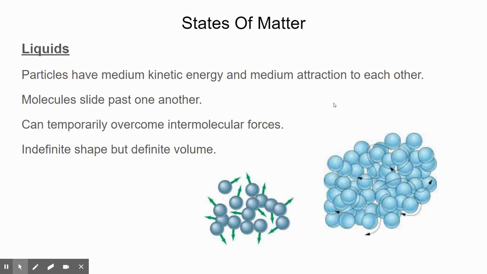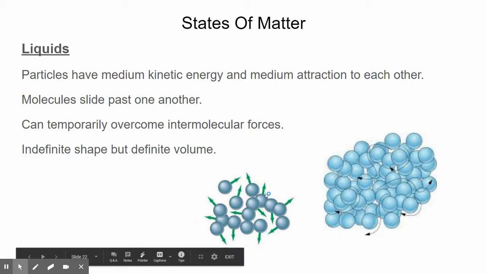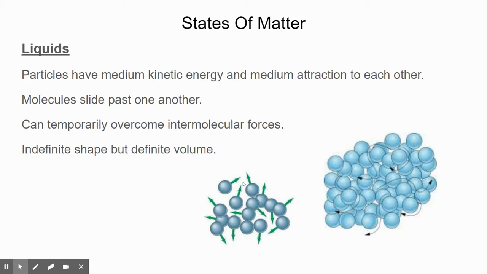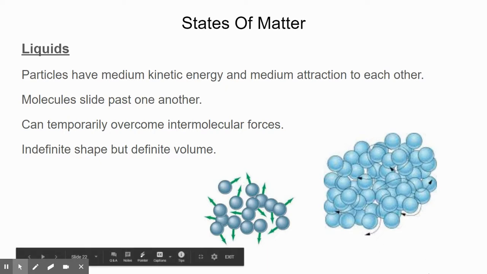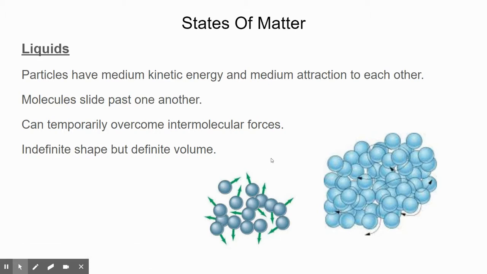Liquids have medium kinetic energy, so somewhere in the middle. So you'll see the medium-sized arrows. Molecules have enough energy so they can slide past one another. They temporarily overcome the intermolecular forces and then form new intermolecular forces with other molecules or atoms around them. So this is showing these ones sliding around, and these ones are just moving in linear motion, but that's fine too.